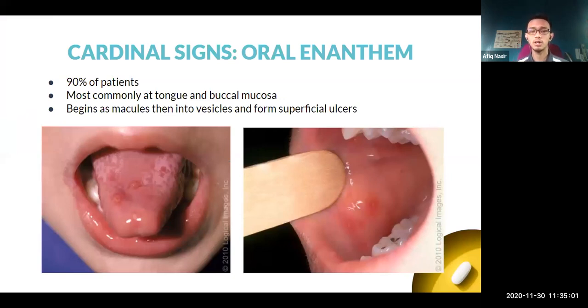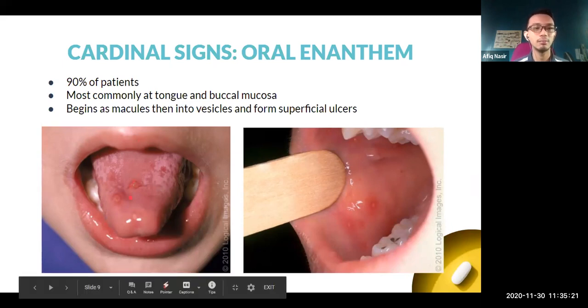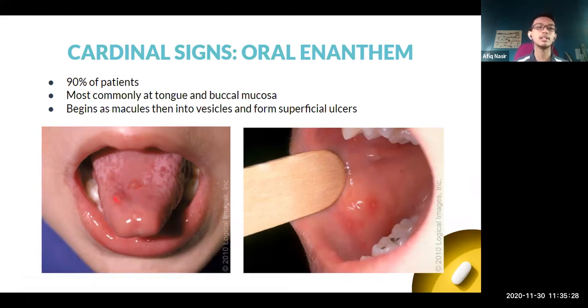Okay, during physical examination of the patient, there are two cardinal signs that we should look for. Firstly, the oral enanthem or the oral ulcerations. The oral enanthem in HFMD usually happens in 90% of the patients. It is mostly located at the tongue and buccal mucosa as shown in the picture here. The oral enanthems will begin as macules, then become vesicles, and around the vesicles there will be a halo of erythema, which is redness, and then it will form superficial ulcers, which are kind of indistinguishable from aphthous ulcers.